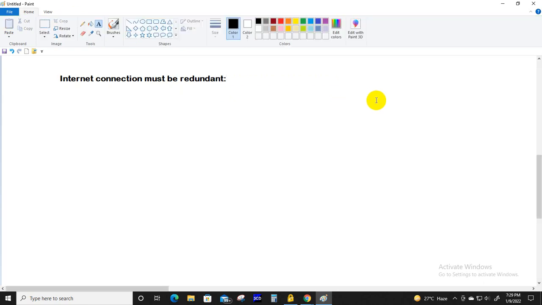Internet connections must be redundant, either in office or our home. Internet connection must be redundant. That means if you lose your one connection, you must have another connection to access internet.